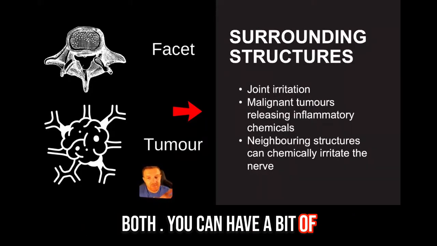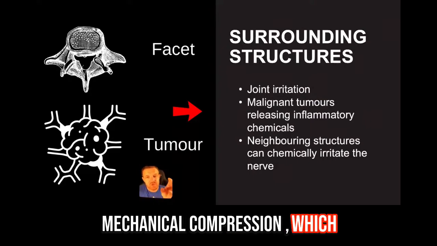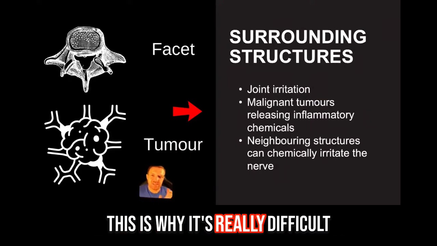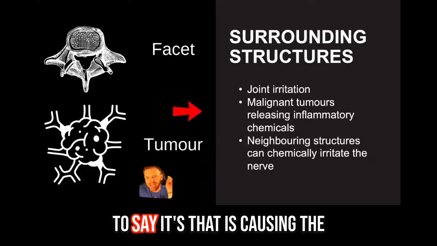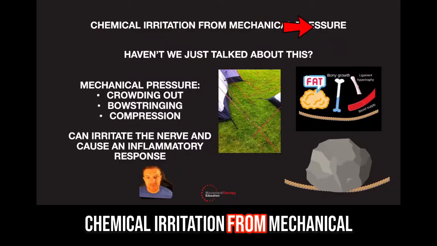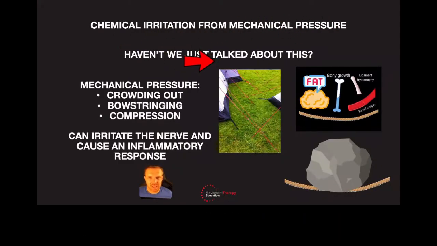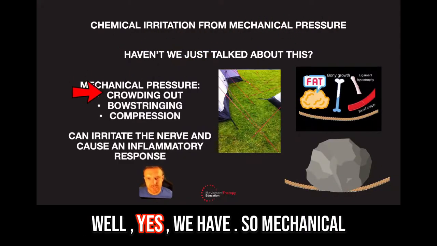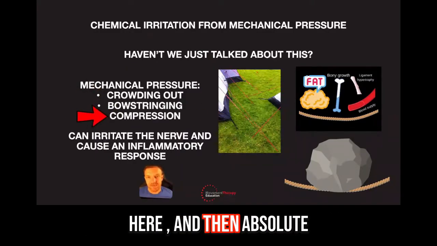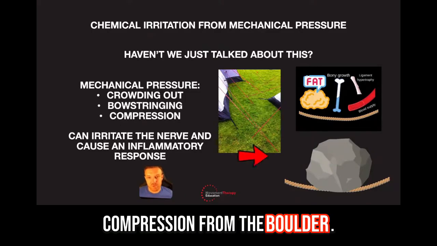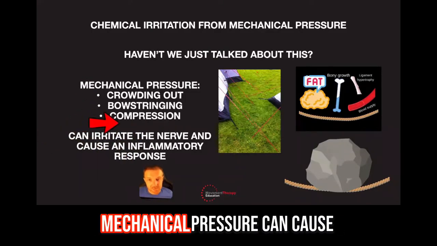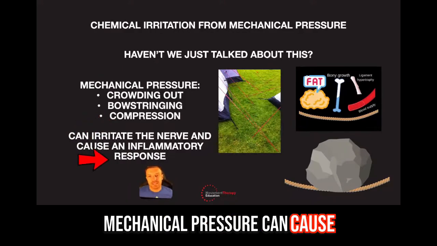You can have a bit of mechanical compression, which then causes a chemical irritation. This is why it's really difficult to say it's that which is causing the problem. Chemical irritation from mechanical pressure. Haven't we just talked about this? Well, yes, we have. So mechanical pressure was crowding out, so this bit, bowstringing, so compression here, and then absolute compression from the boulder. These can irritate the nerve and cause an inflammatory response. Mechanical pressure can cause chemical irritation.